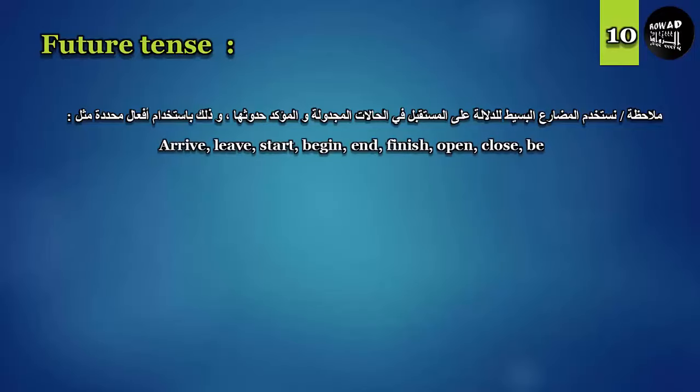أول ملاحظة أني بستخدم المضارع البسيط للدلالة على المستقبل في الحالات المجدولة في المواعيد الثابتة والمؤكد حدوثها باستخدام أفعال محددة. هذه الأفعال هي arrive, leave, start, begin, end, finish, open, close, be. يعني أنا ممكن أستخدم الـ present simple للتكلم عن المستقبل، أحداث لسه ما صارتش، ولكن فقط في الحالات المجدولة والمواعيد الثابتة المؤكد حدوثها زي مواعيد الطائرات والقطارات والبصات والاحتفالات والمهرجانات أو المواعيد الخاصة بالفصل الدراسي زي مواعيد الامتحانات والإجازات إلى آخره. كل هذه المواعيد عبارة عن مواعيد ثابتة ومجدولة، يعني محددة في الجدول ومش ممكن تتغير.